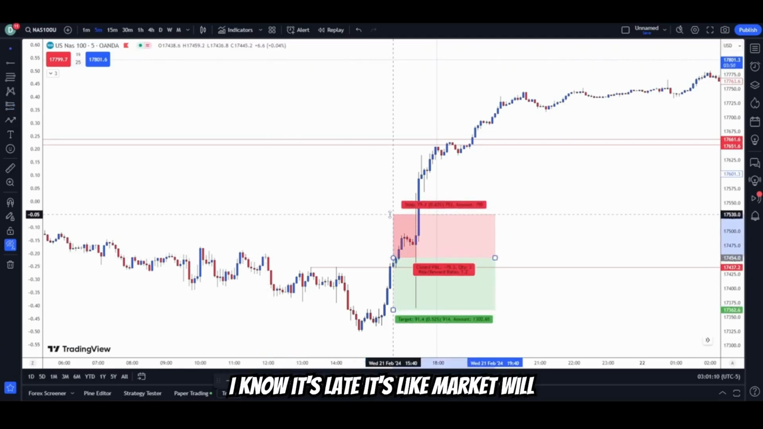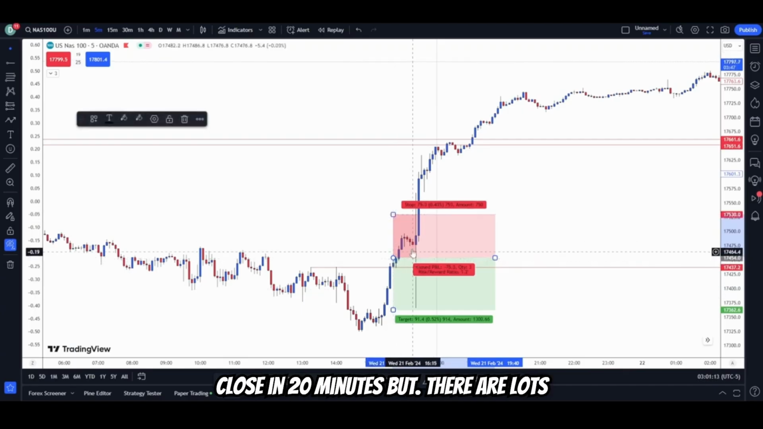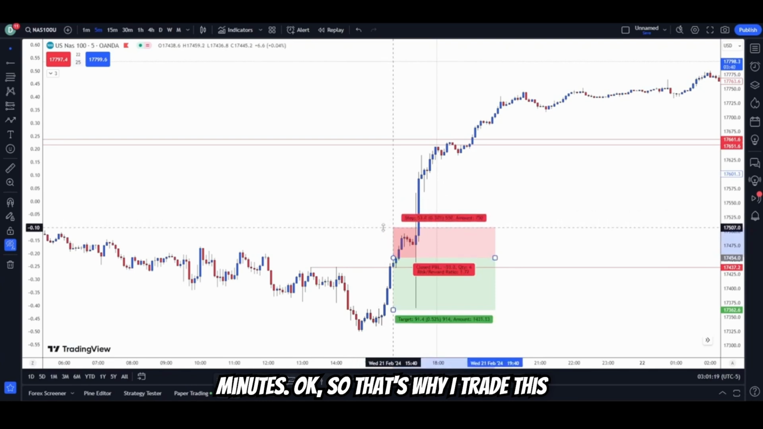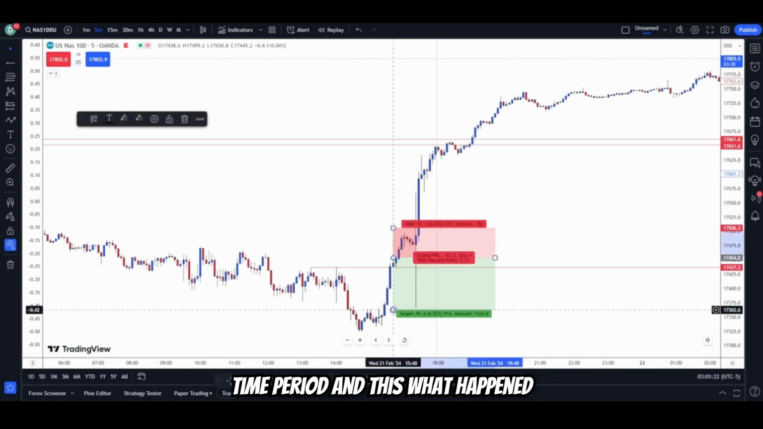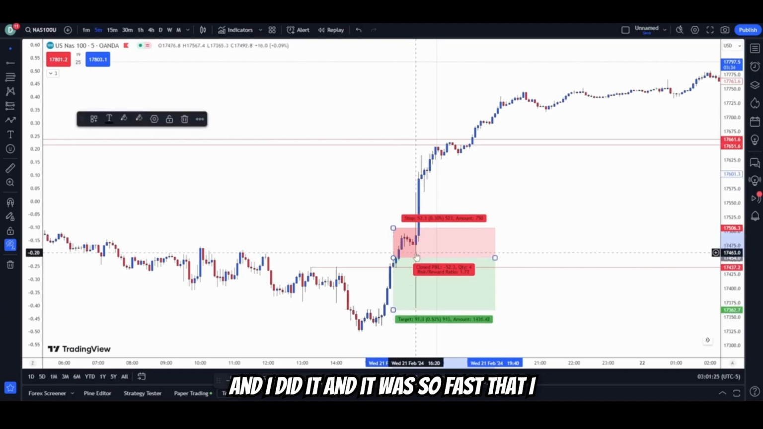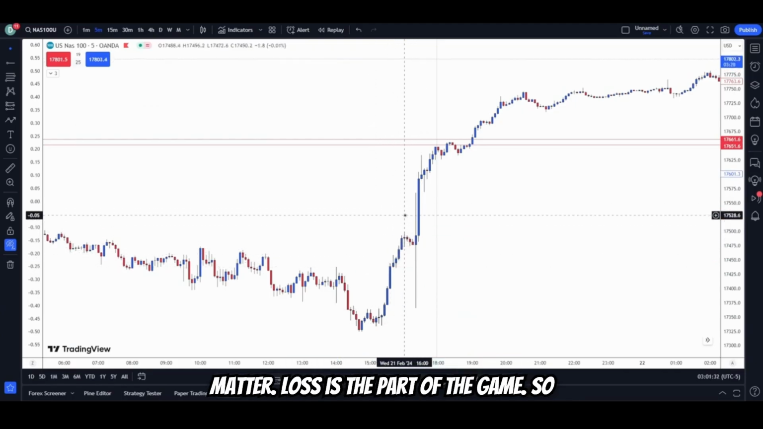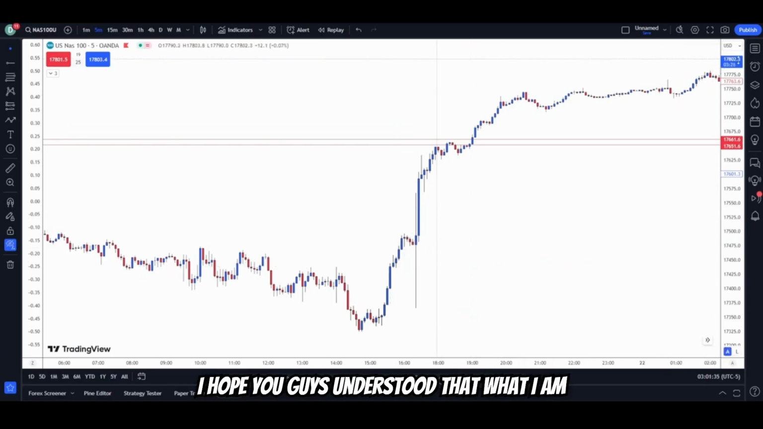I know it's late. Market will close in 20 minutes, but there are lots of moves in the last 20 minutes or last 10 minutes, so that's why I trade this time period, and this is what happened. It was so fast that I didn't do break even and all of that, and it was a straight loss. But it doesn't matter. Loss is part of the game. So I hope you guys understood what I am telling about.